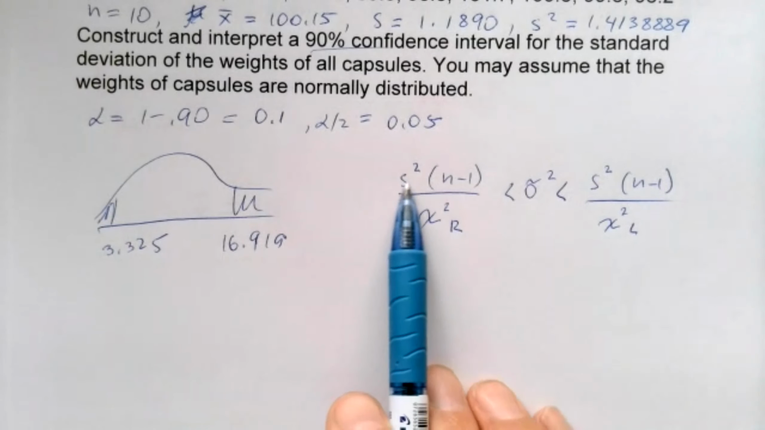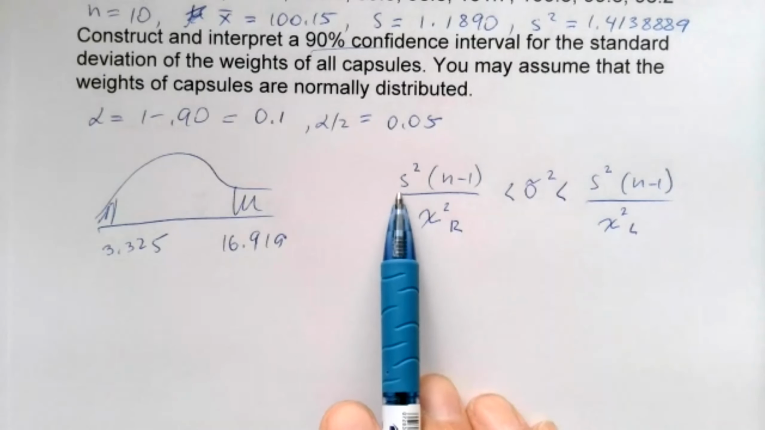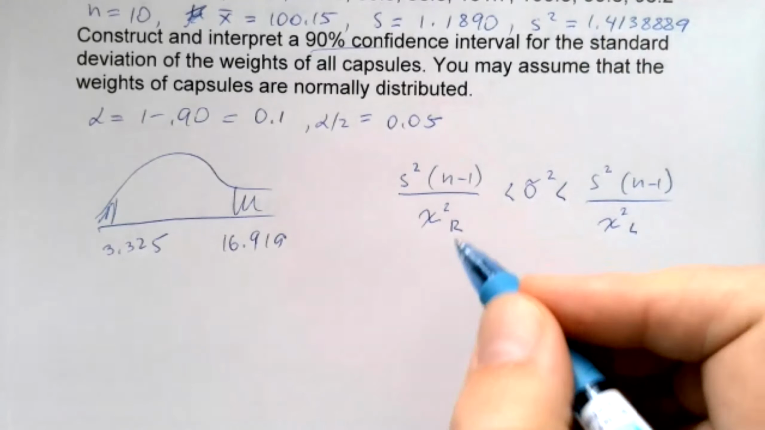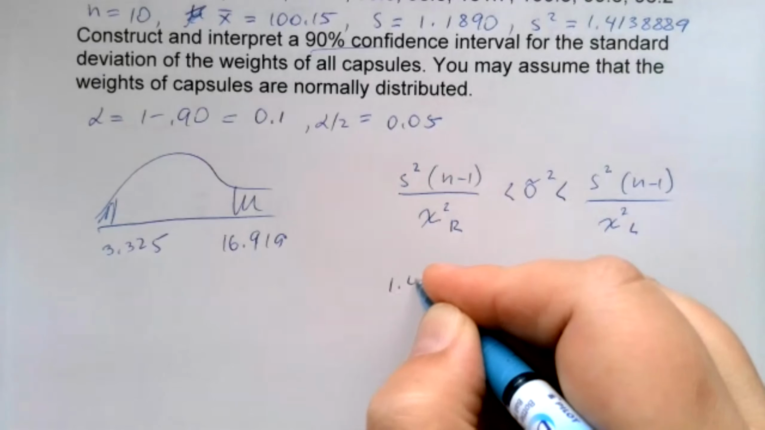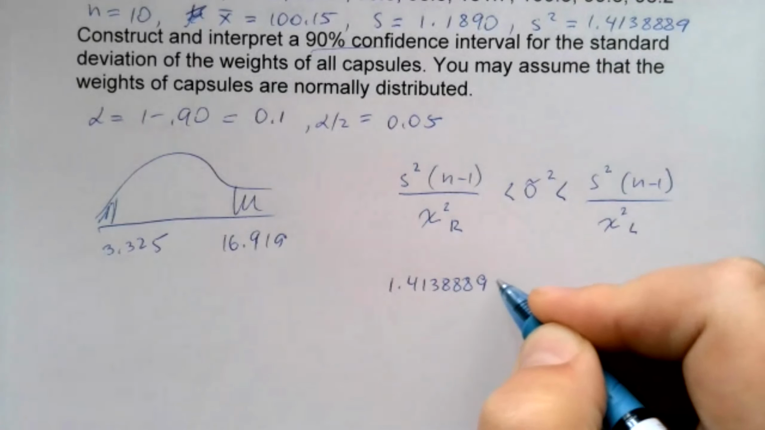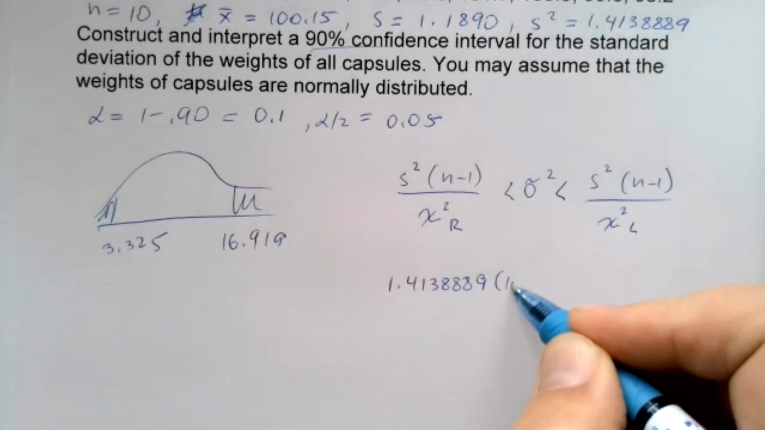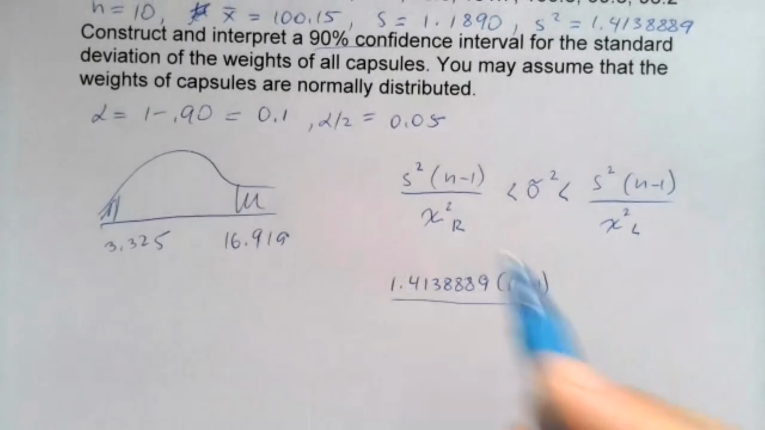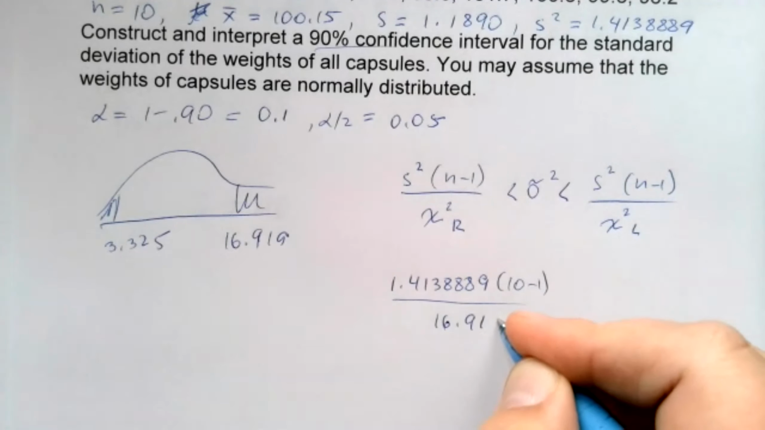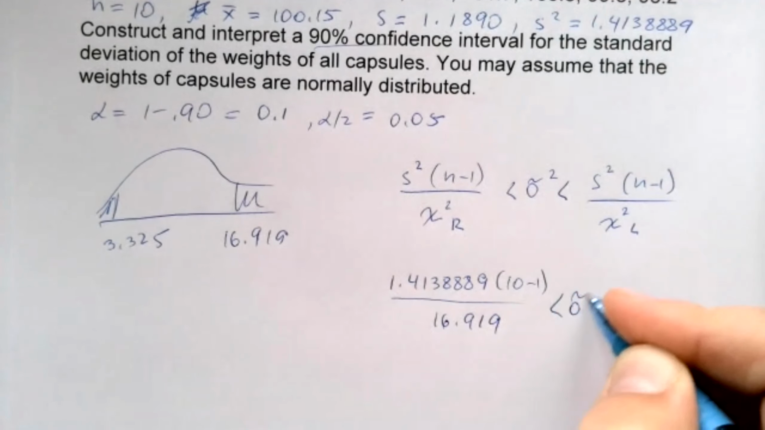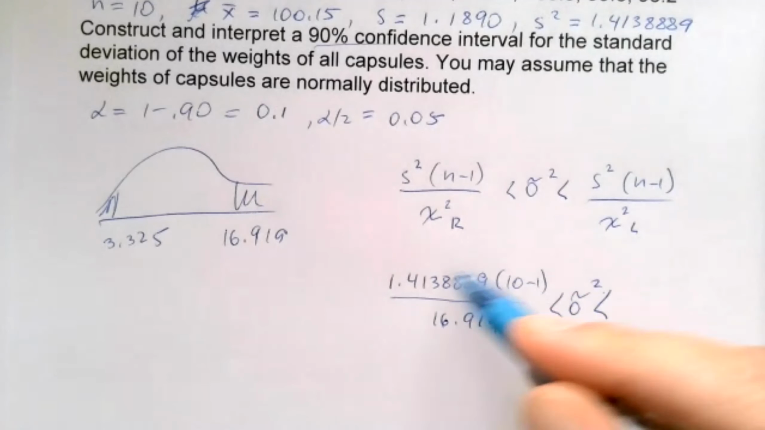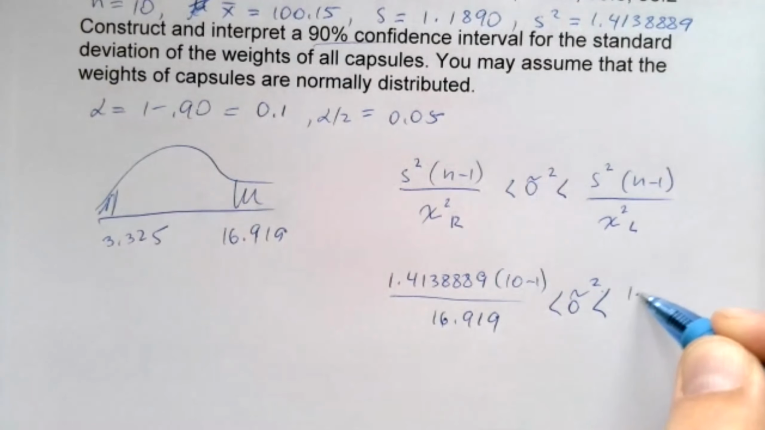Let's fill in the information. And remember, I told you I'm going to have the S squared in the formula, so I copied that value. So I'm going to copy it here, multiplied by the degrees of freedom, and divided by chi-square from the right. So that would be 16.919. And same on this side. So the top is exactly the same.